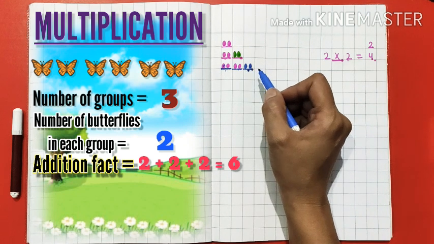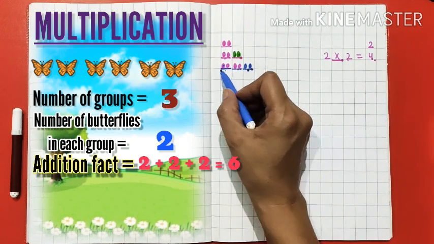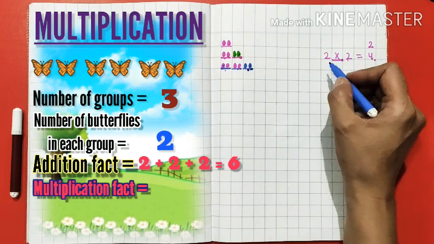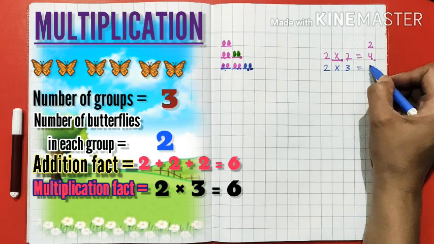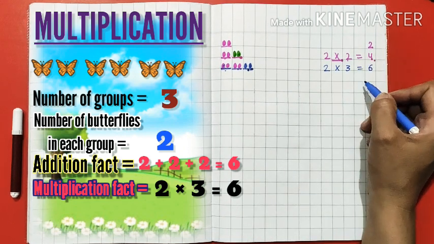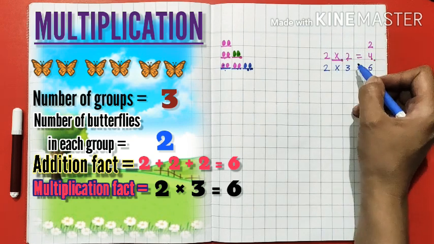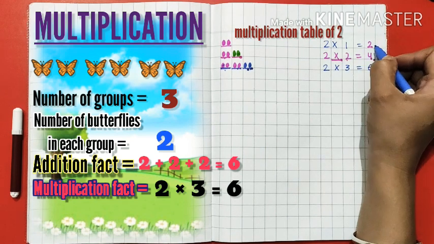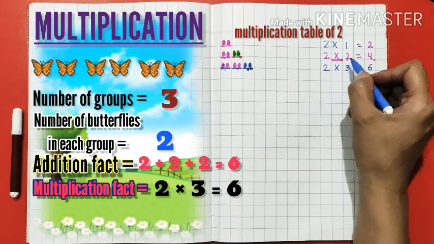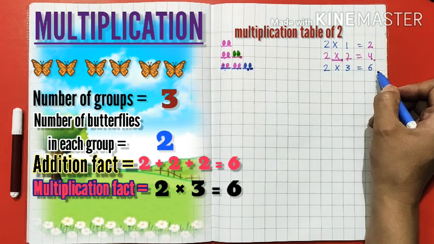It takes longer time to add. To do fast addition, we use multiplication. So multiplication fact is 3 times 2. So we can write 2, 3's are 6. Can you observe here? This is a multiplication table of 2. 2, 1 time is equal 2. 2 2's are 4. 2 3's are 6.